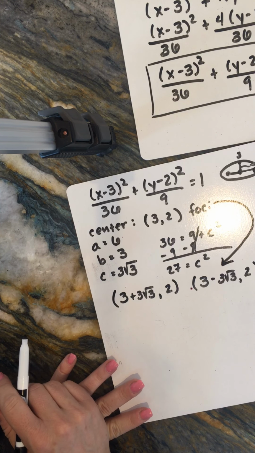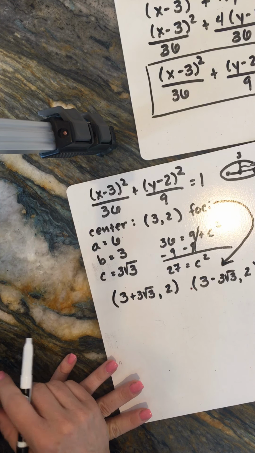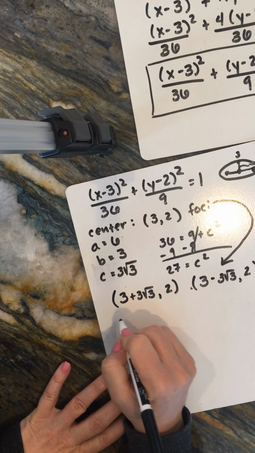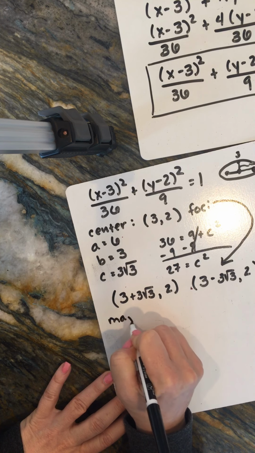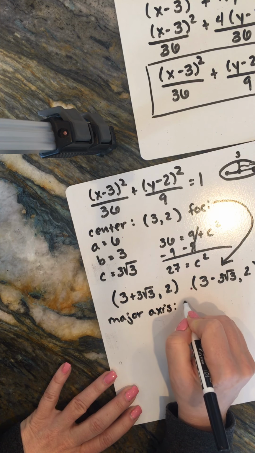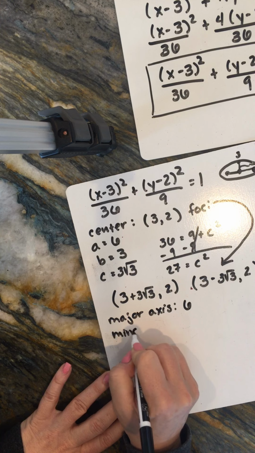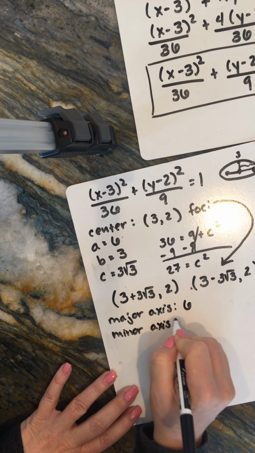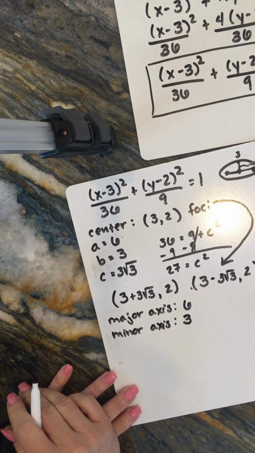And then it's also asking for the lengths of the major and minor axes, which we already did, but I'll state it explicitly here. Major axis is 6. Minor axis is 3.